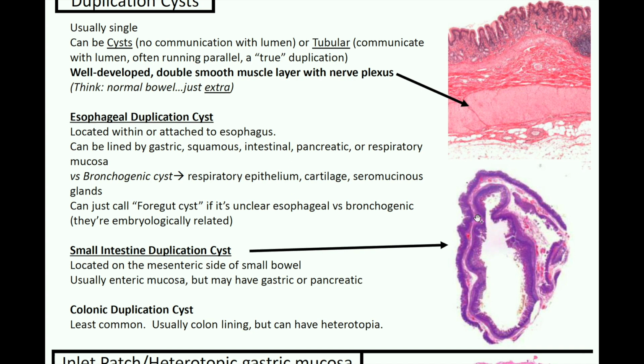Shown below, we have a small intestine duplication cyst, which is located on the mesenteric side of the small bowel, usually with enteric mucosa, but may have gastric or pancreatic. And you can also get a colonic duplication cyst, which is the least common, and usually has a colon lining, but can have heterotopia.